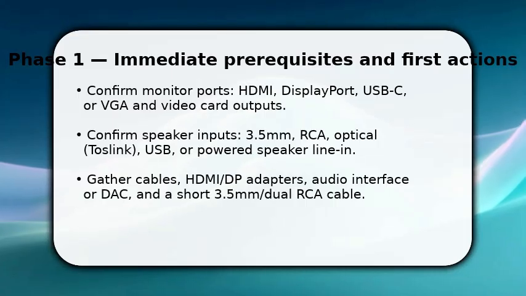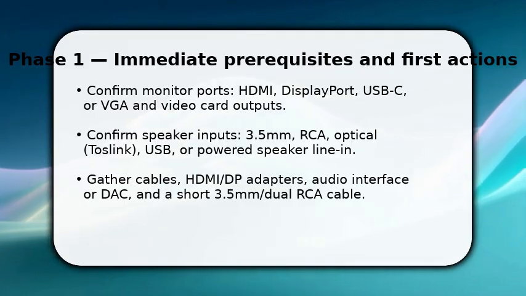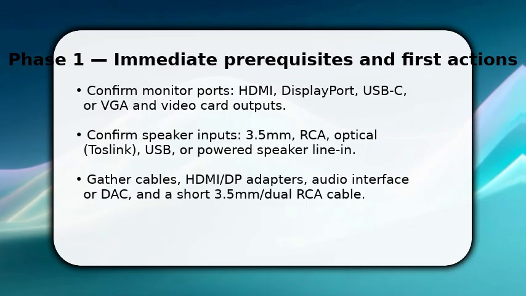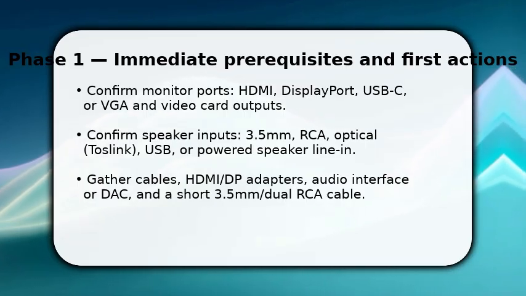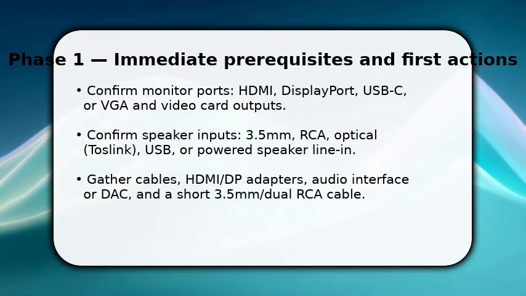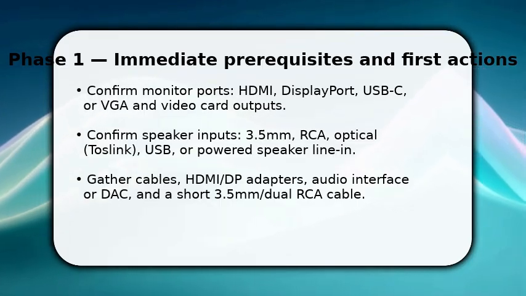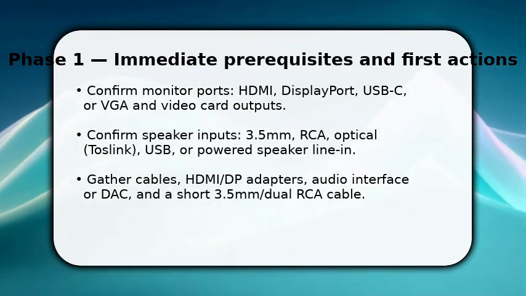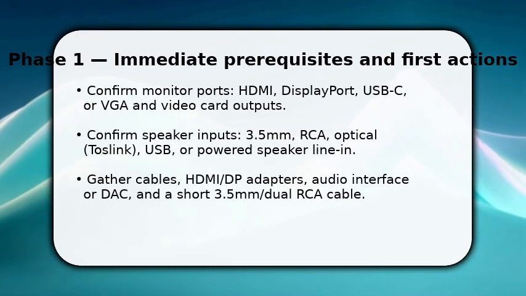You start by matching physical connections. This is essential. Identify which monitor accepts DisplayPort or HDMI and which speaker accepts line-level input. Once you know the ports, choose a single audio path: direct speaker connection, or via an audio interface/DAC. Make sure the video card has 2 native outputs, otherwise get an active adapter.